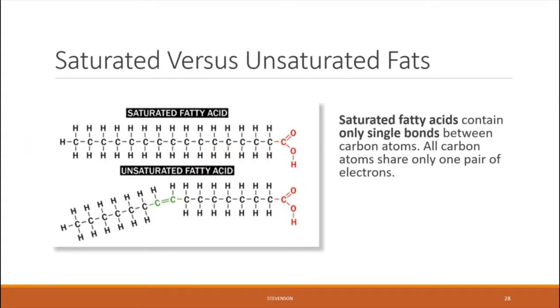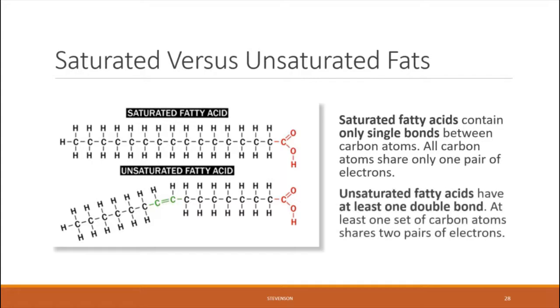An unsaturated fatty acid, on the other hand, has at least one double bond, meaning that at least one pair of carbon atoms in the chain of the fatty acid shares 2 pairs of electrons with its neighbor. Saturation refers to the level of hydrogen that fits in the fatty acid chain, which depends upon whether there are single bonds or double bonds.